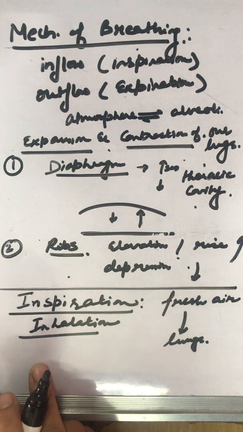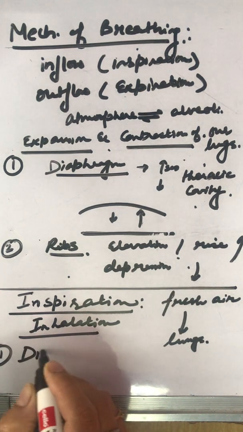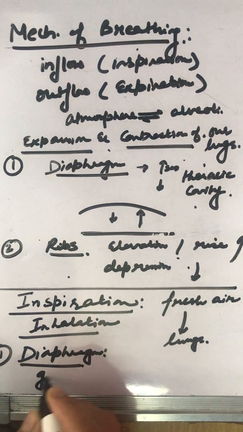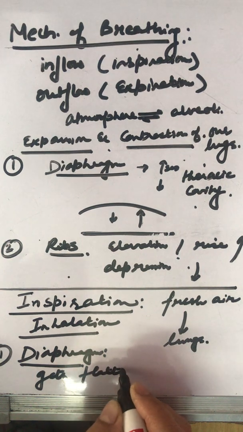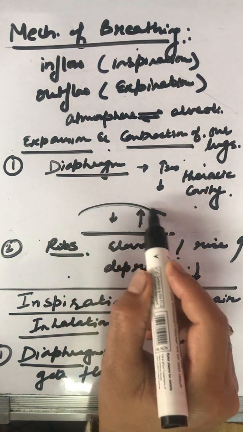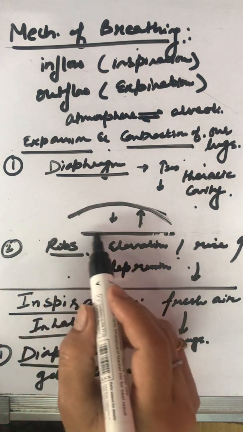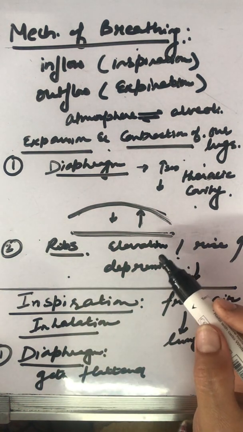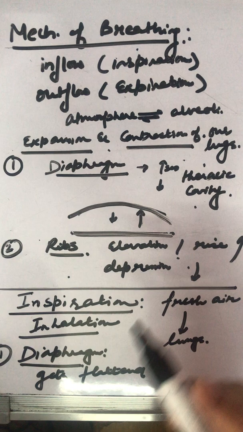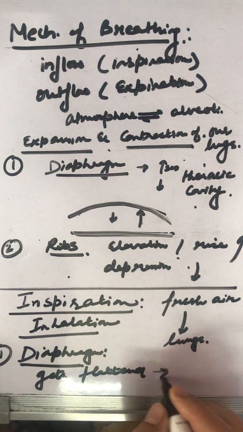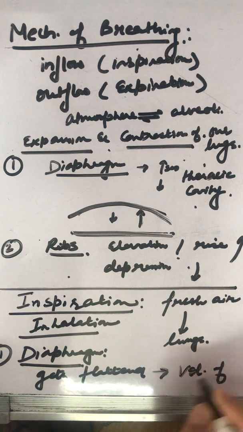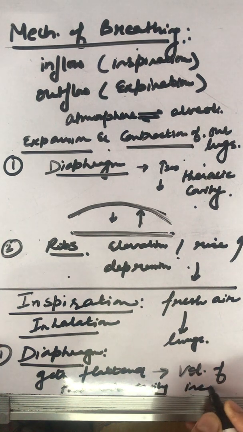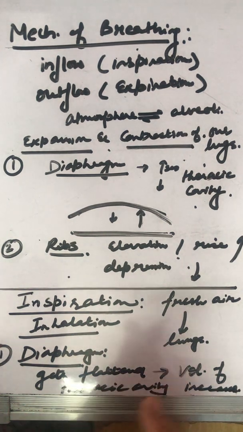How? First of all, the role of the diaphragm. The diaphragm gets flattened. What does it mean? Initially the diaphragm is in its dome shape. It gets flattened because of the muscle fibers which are there, and it increases the volume of the thoracic cavity. So the volume of the thoracic cavity increases.